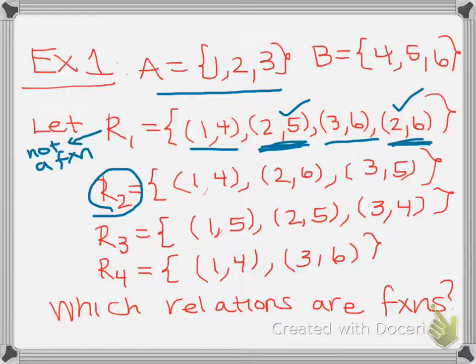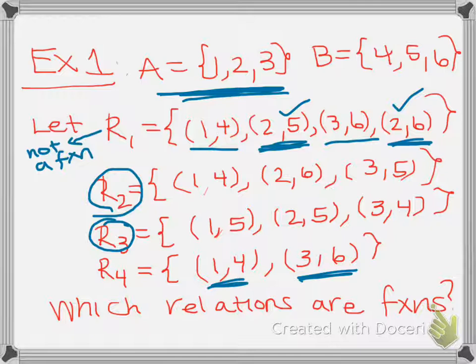R3, let's see, 1 goes to 5, 2 goes to 5, 3 goes to 4. So we're defining each element in our domain, and it goes to exactly one value. Okay, so R3 is also a function, and R4 we can tell automatically that it's not because it's only 2 elements in the relation. So that's something else you can think about in making your conjectures, is that there's only 2 elements in the relation, but there are 3 elements in A.